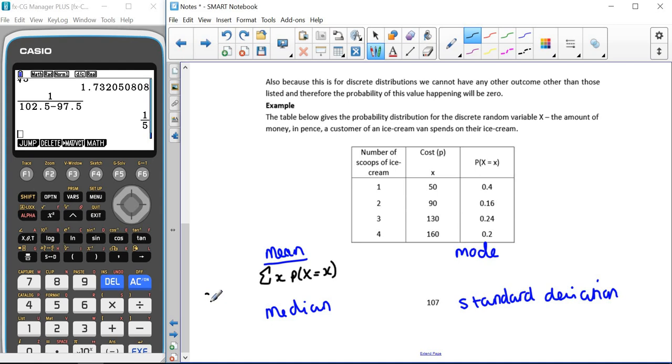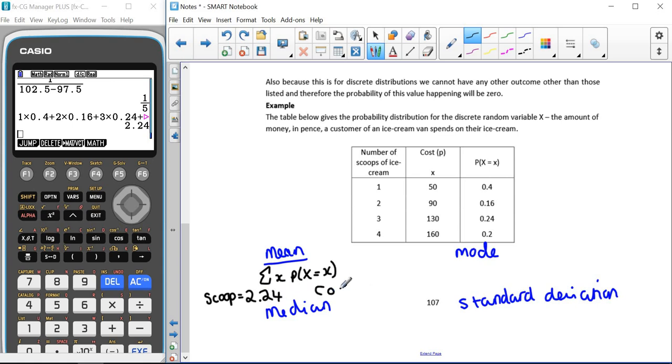So when we're looking at the scoops, that means that we're going to have 1 times 0.4 plus 2 times 0.16, the outcome times the probability of the outcome, plus 3 times 0.24 plus 4 times 0.2. So the mean number of scoops is 2.24 scoops.